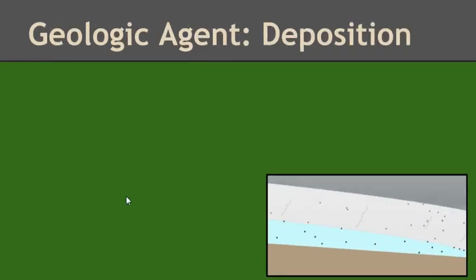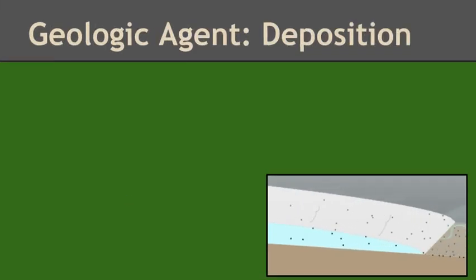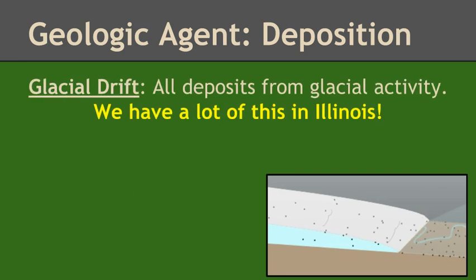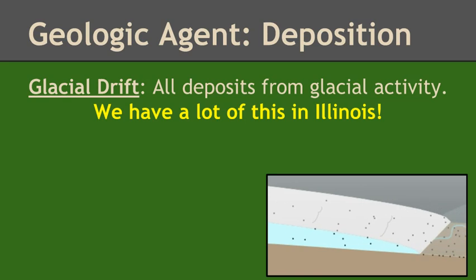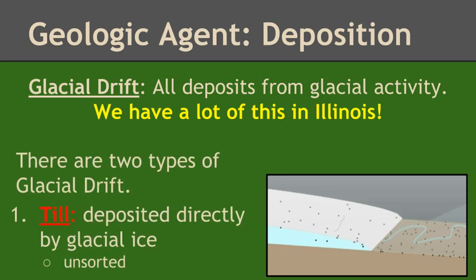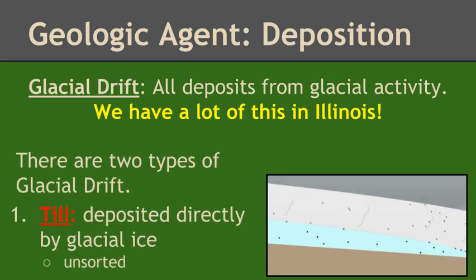All right, and then lastly, I went green here for deposition. So what do glaciers do when they drop this material that they've been carrying? Well, it's what we call glacial drift. Glacial drift is any deposit that gets made from glacial activity. And we've got a lot of it here in Illinois because we are at kind of a leading edge of a glacier. One of the types that we'll talk about is glacial till or till deposits.